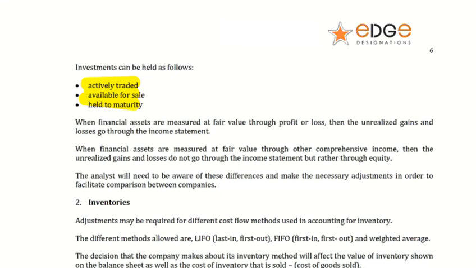Let's say, for example, a financial asset is measured at fair value through profit and loss. We know what happens. Any unrealized gains or losses go through the income statement. When they measure it through other comprehensive income, they don't go through the income statement, but they go through equity. Just make sure that you're aware of the differences in where all the items are moving through the income statement to be able to make the relative adjustments that you require.